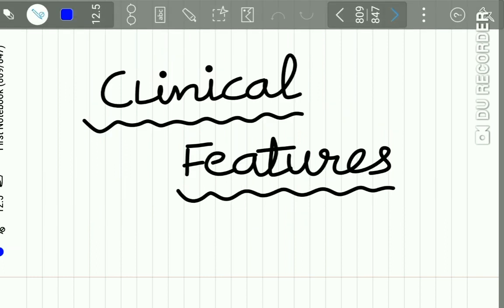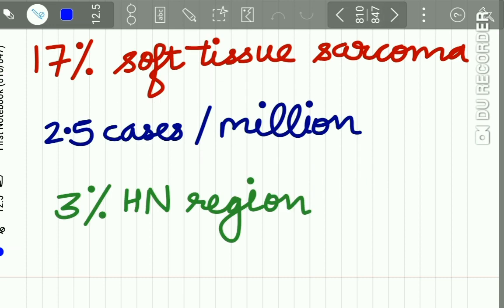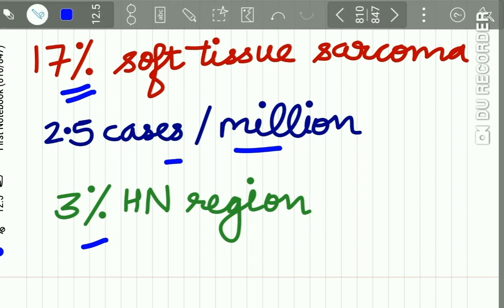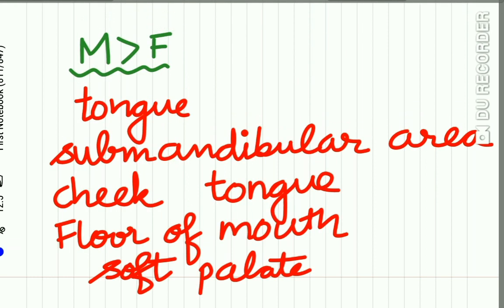Now the clinical features. Liposarcoma is the most common soft tissue sarcoma, accounting for about 17% of the soft tissue sarcomas, with an annual incidence of 2.5 cases per million of the population, and 3% of all liposarcomas occur in the head and neck region. Now, the males are affected more than the females, and the oral involvement is rare.